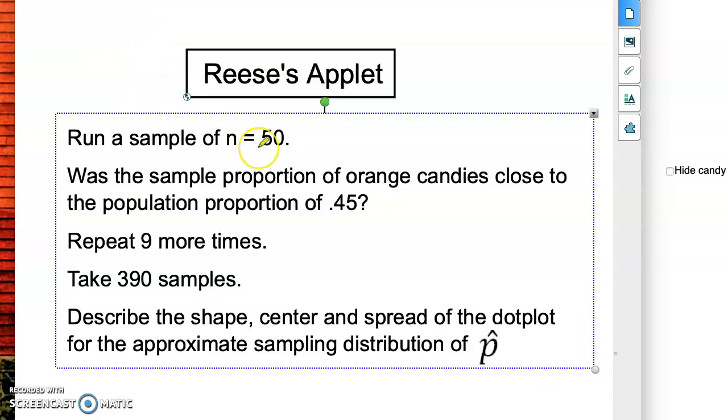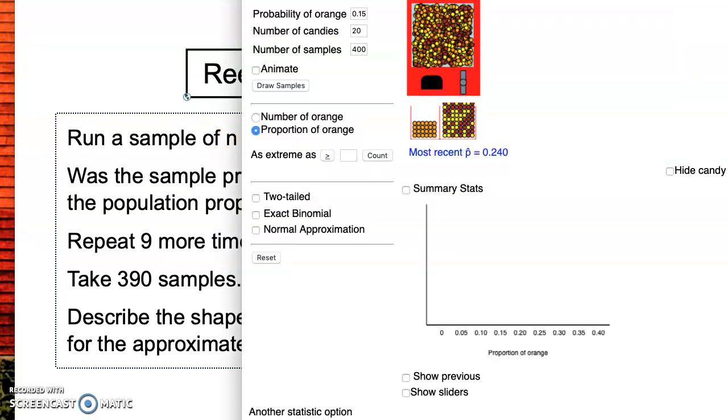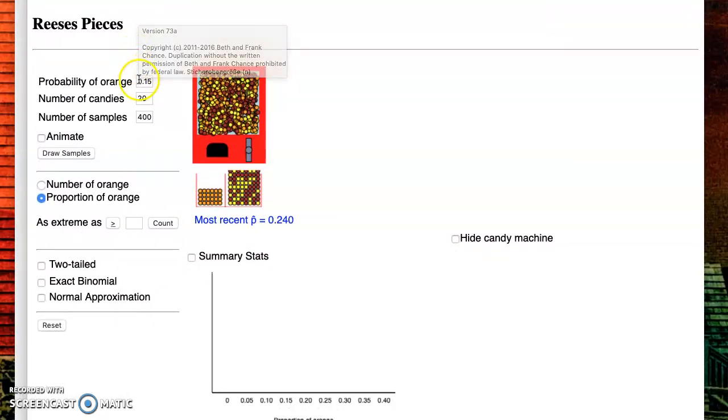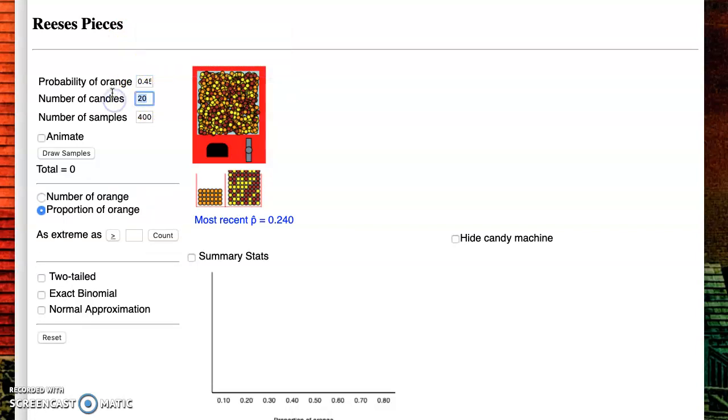Okay, so let's take a look at what impacts we can see from different sample sizes and different probabilities of success. So right now we're going to look at this Rossmann-Chance applet. It says run a sample, n equals 50. That's my sample size is 50. And the proportion of orange candies is equal to 0.45. So here is the Rossmann-Chance applet. Okay, so it says 0.45. And my sample size is 50.